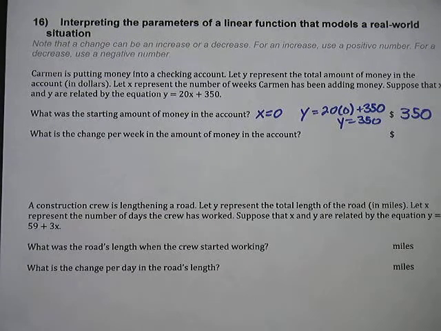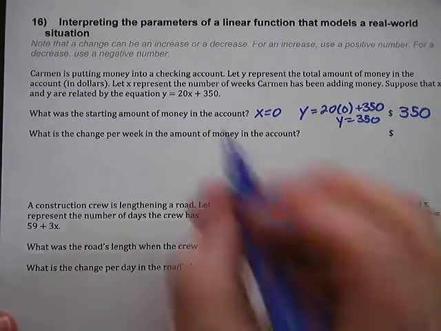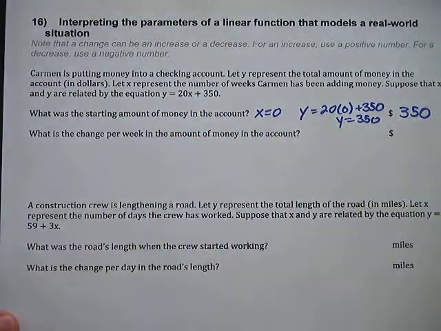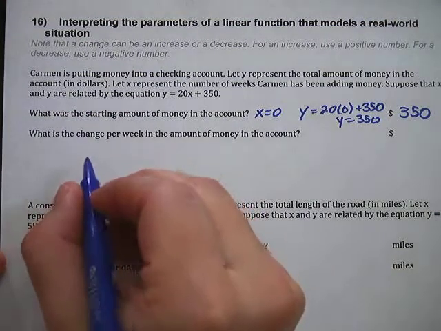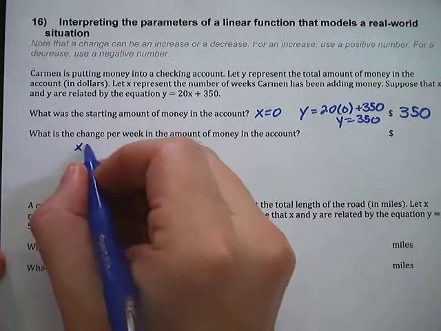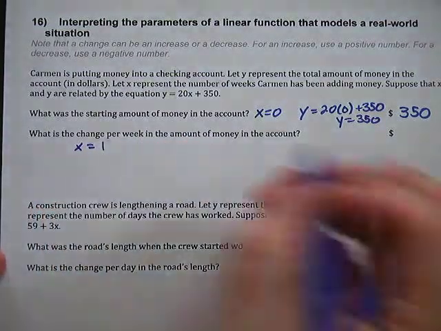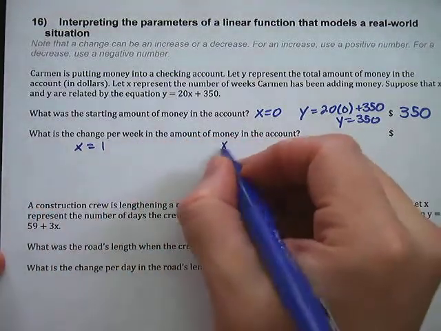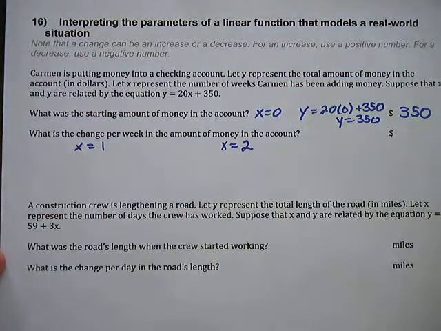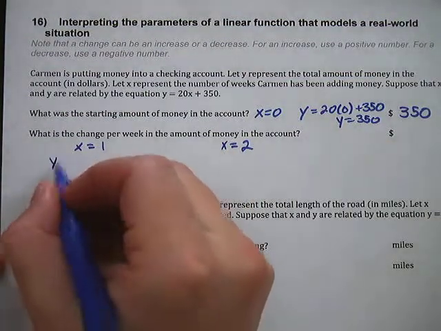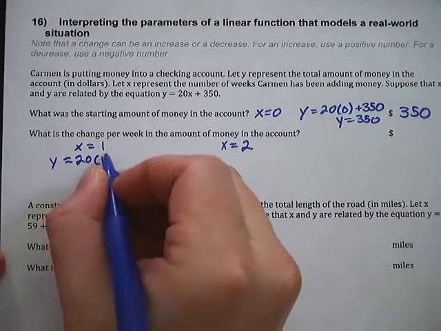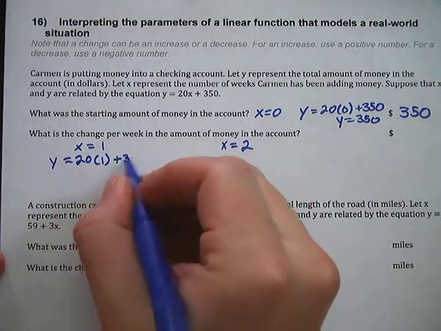The change per week is going to be your slope. It's going to be this number in front of X, but I'll show you why. Let's plug in two different numbers. Let's say I want to know the difference between X equals 1, that's after 1 week, and X equals 2. Let's see what we get for the difference each week. So we plug in X equals 1. We get Y is equal to 20 times 1 plus 350.